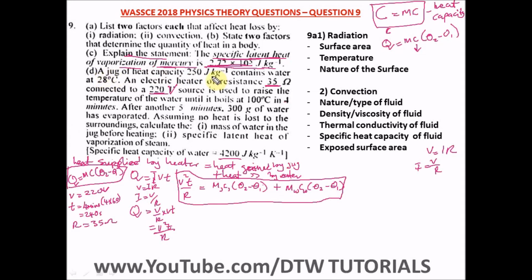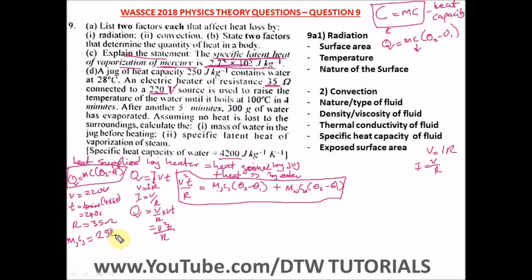Okay, so from here we have been given the heat capacity of the jug as 250. So our MJCJ is the heat capacity, which is 250. So you're going to state here MJ, which is the mass of the jug, and the specific heat capacity of the jug together is what?